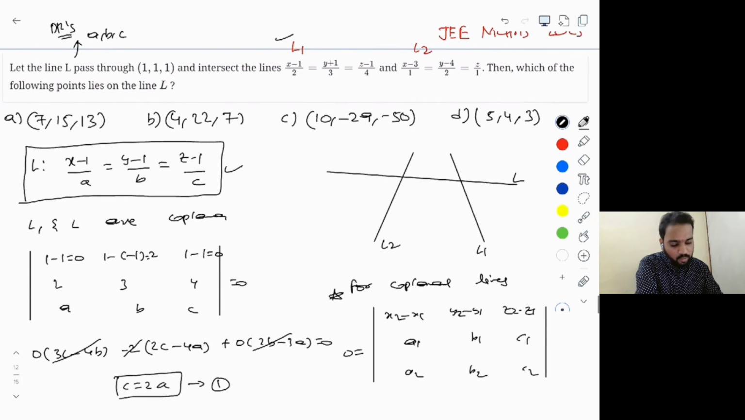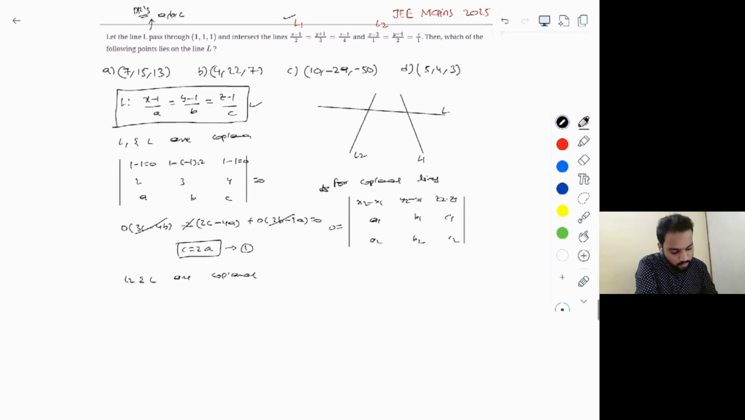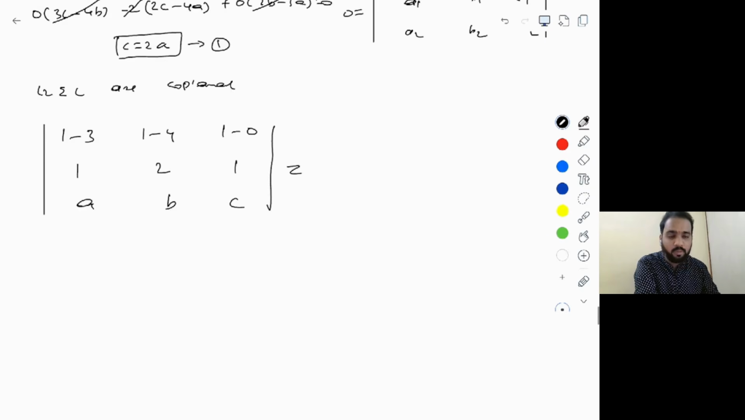Now, by looking at the two lines L and L2, I'm going to write down the same formula here. So let's try to concentrate here, which is going to be the determinant of 1 minus 3, and then 1 minus 4, and then 1 minus 0. And the DRs of the second line L2 are 1, 2, 1, and the DRs of line L are a, b, c. Okay. And now let's try to expand and get one more relation in terms of a, b, c. Let's see what we get.